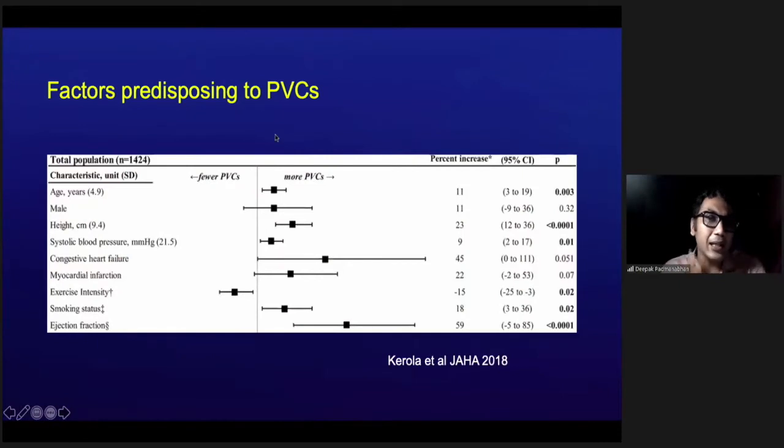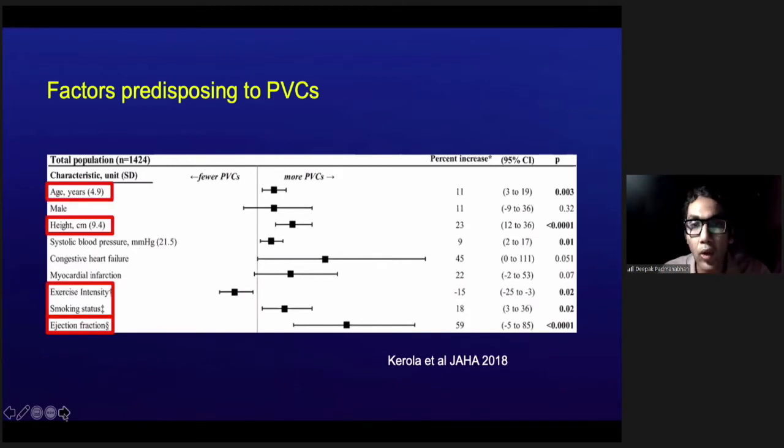So what are the factors which predispose to PVCs on the whole? It's basically characteristics of age. Higher the age, more the PVCs. Height, higher the height, more the PVCs. Exercise intensity decreases PVCs. Smoking status and ejection fraction actually increase PVCs.